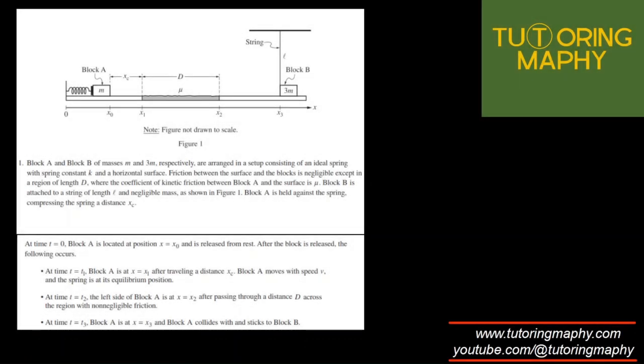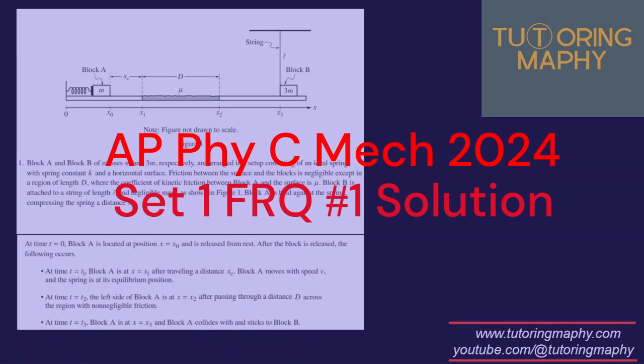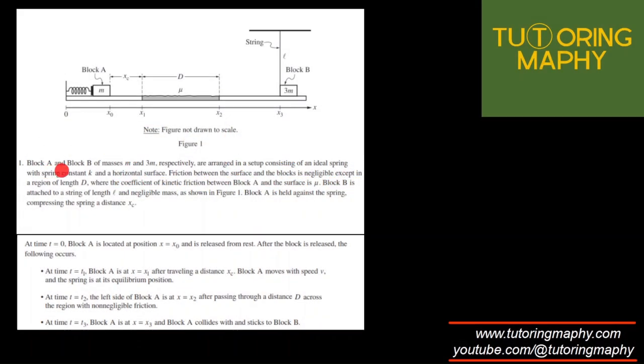Hello there. This video is on AP Physics C Mechanics 2024 actual exam set 1 FRQ 1. So let's read this one out. There is a block A and B of masses m and 3m, respectively, arranged in a setup consisting of an ideal spring with a spring constant K and a horizontal surface.